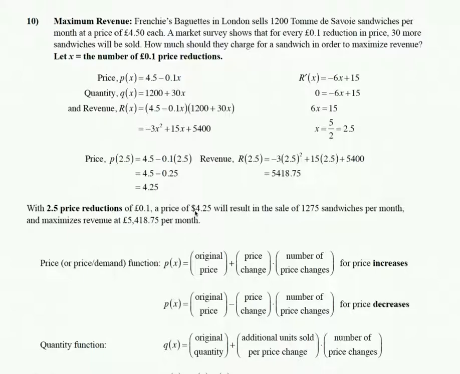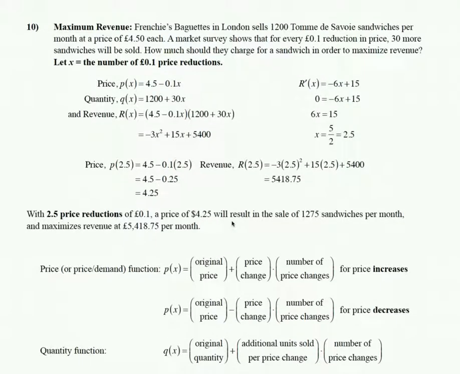So, with 2.5 price reductions of 0.1 pounds, and this should be a pound sign, not a dollar, a price of 4.25 pounds will result in the sale of 1,275 sandwiches, which maximizes their revenue at 5,418.75 pounds. So 1275, by the way, is 75 more than the 1,200 they were selling, so that's how many more sandwiches they will sell when they increase their price to 4¼ pounds.